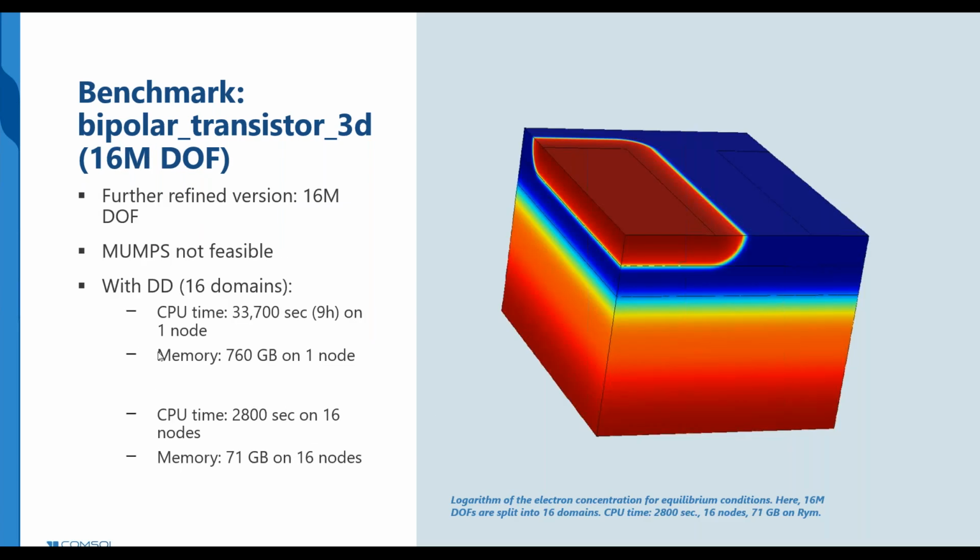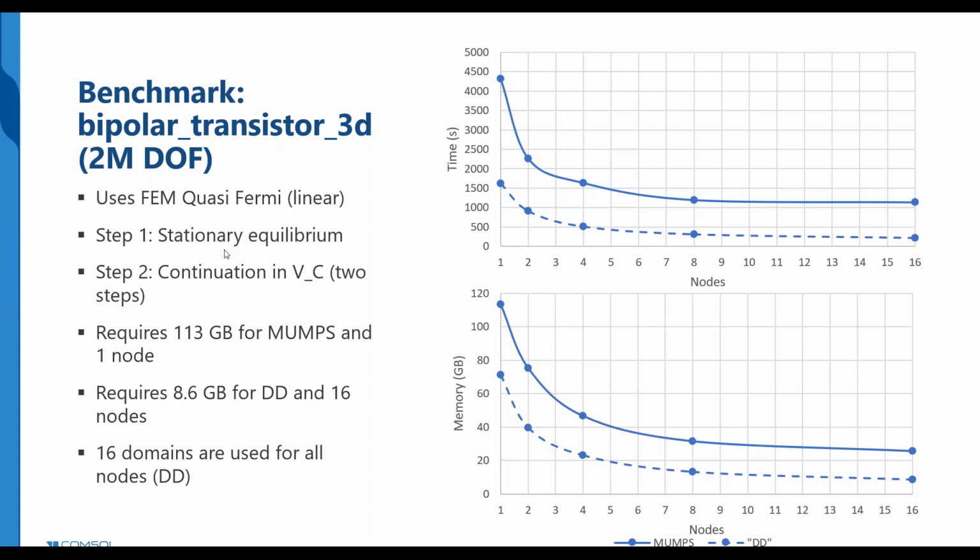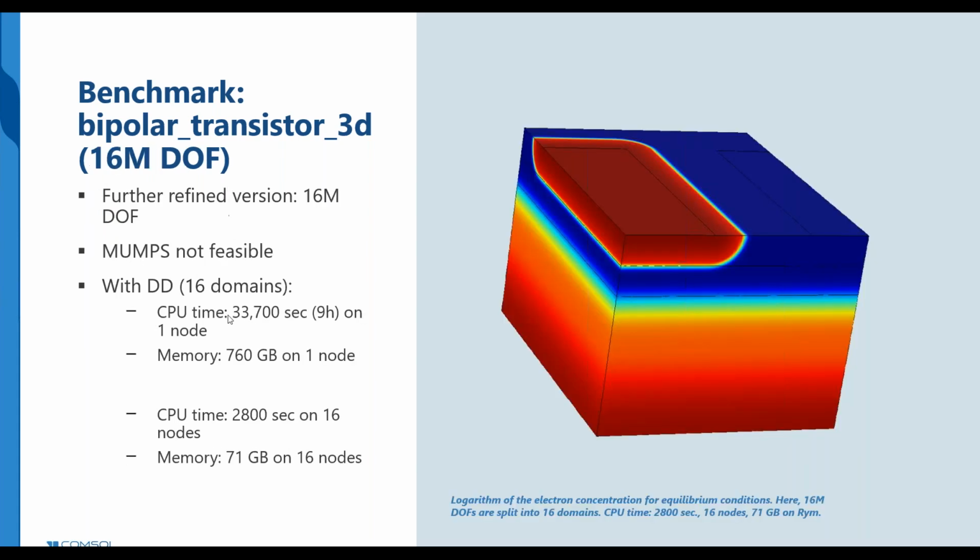Just some numbers. So we have two sizes of the problem. One is 16 million degrees of freedom. Let's see now. No, sorry, this is the 2 million size problem, and then a finer version. For the finer version, 16 million degrees of freedom, MUMPS is not feasible anymore. But with domain decomposition, we can use 16 domains and get the problem through in 9 hours using one node.